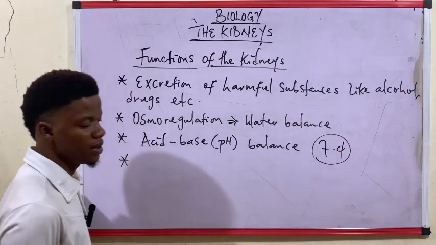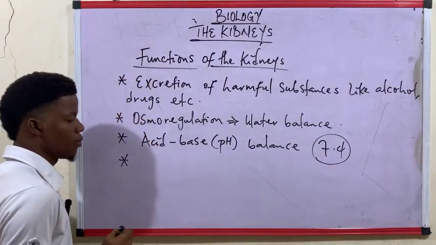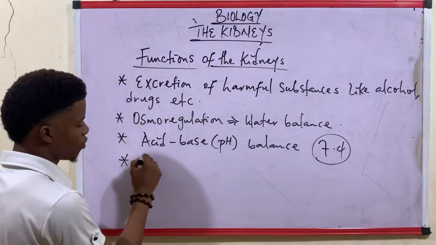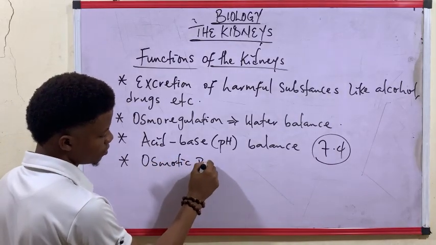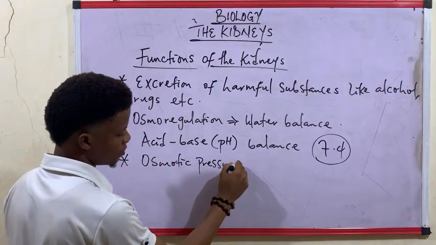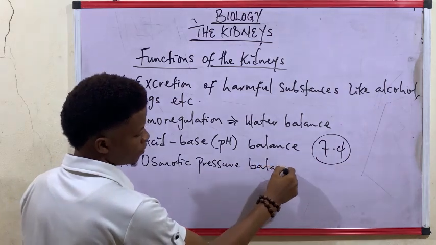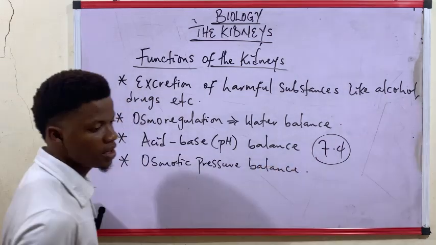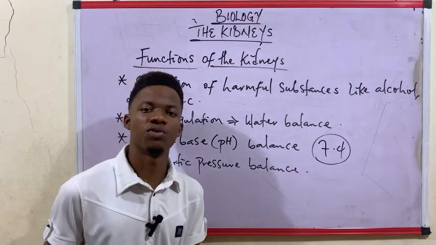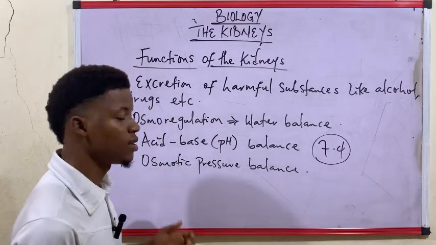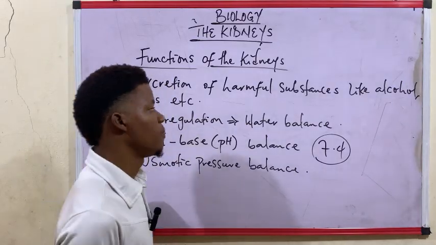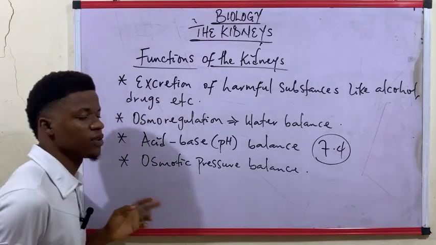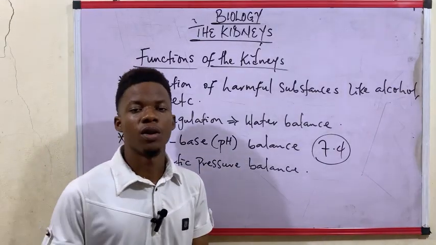Then finally, we have osmotic pressure balance. The kidney helps to balance the osmotic pressure of the blood. That is what the kidney helps to do. So these four, one, two, three, four, are the main functions of the kidneys.